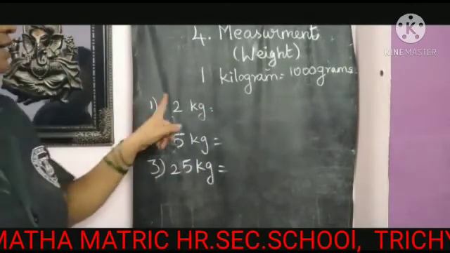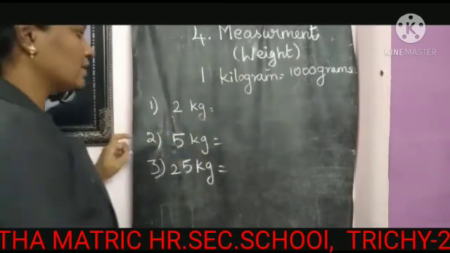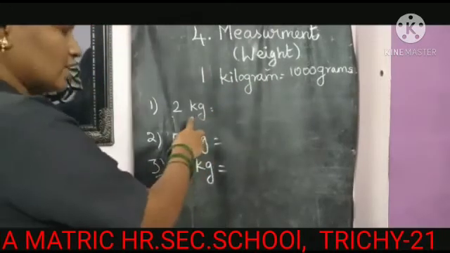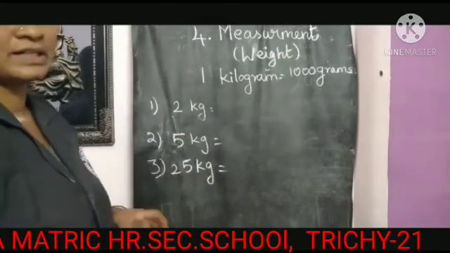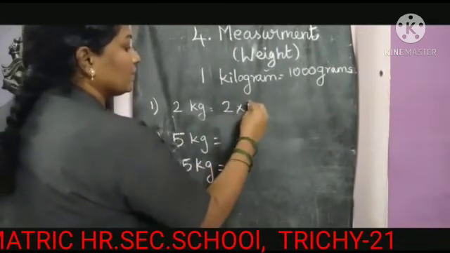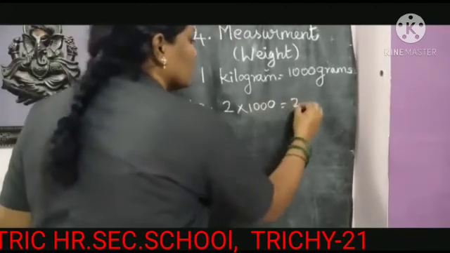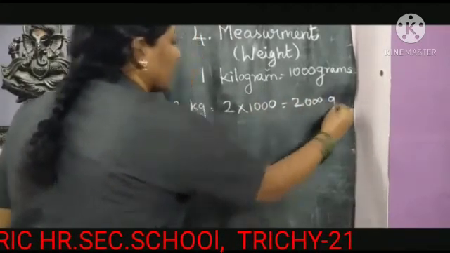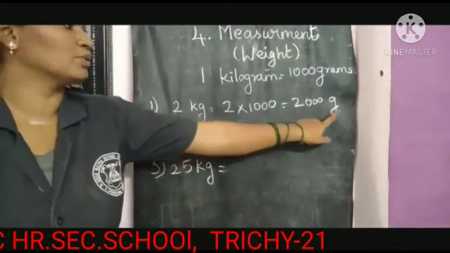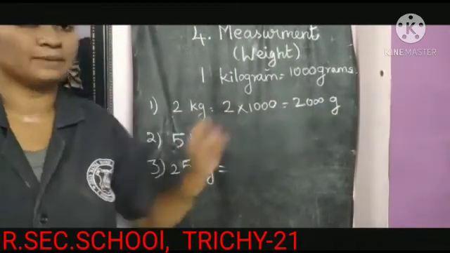So first thing, 2 kg. You want to convert 2 kg to gram. You know that kg means kilogram, shortly written as kg, and gram shortly written as g. So 2 multiplied by 1000, you get 2000 gram. Clear? So 2 kg equal to 2000 gram.